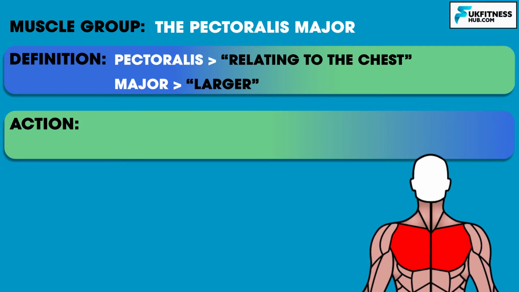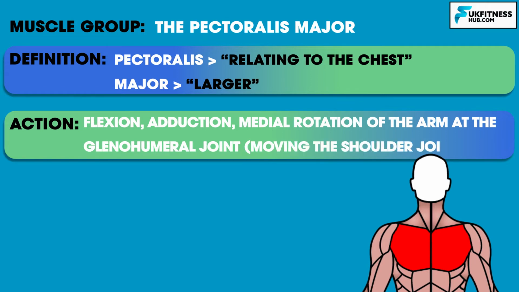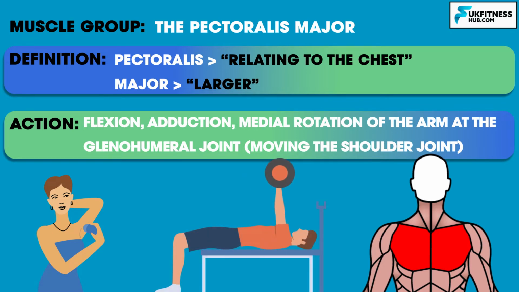The pectoralis major's muscle actions are flexion, adduction, and medial rotation of the arm at the glenohumeral joint, so it moves the shoulder joint. You would use the pectoralis major when bringing the arm forward and across the body, for example when applying deodorant to the opposite armpit, or to pull something down from above, such as a rope, to ring a bell. In the gym, a common movement to work your pectoralis major is the bench press.